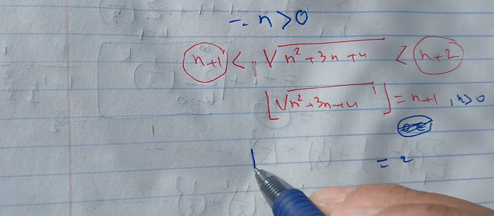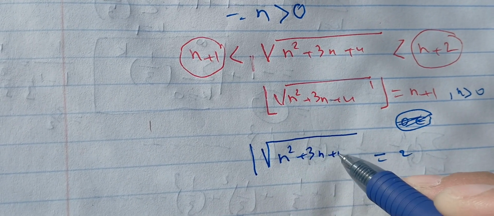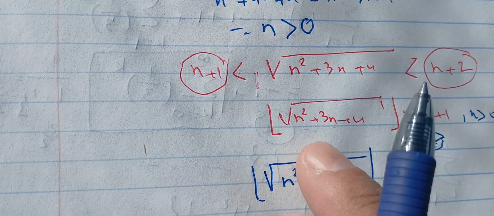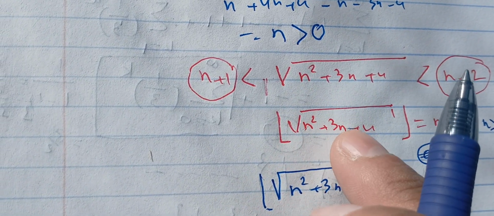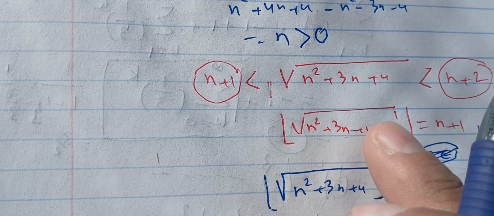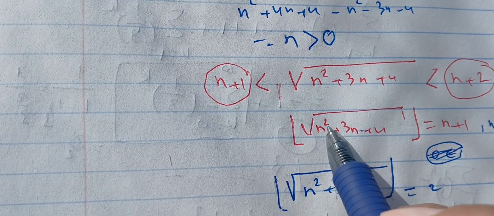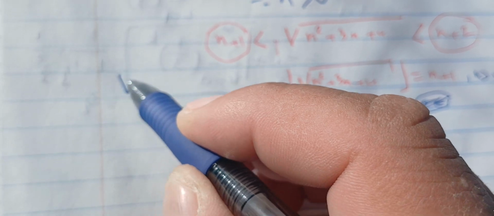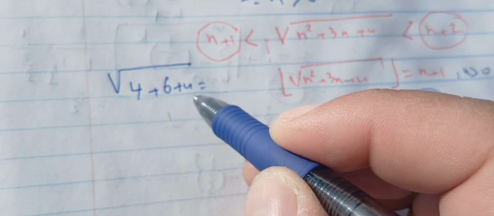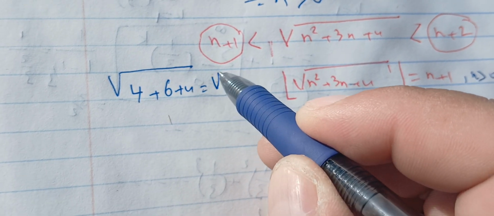So the floor of our value, the square root of n squared plus 3n plus 4, for the case when n is 0 is 2. Now we see if this is true for n bigger than 0. Let's take n to be 2. We should expect to have the floor as 3. Let's see that. If n is 2, we're going to have the square root of 4 plus 6 plus 4, and this is 14. And the square root of 14.